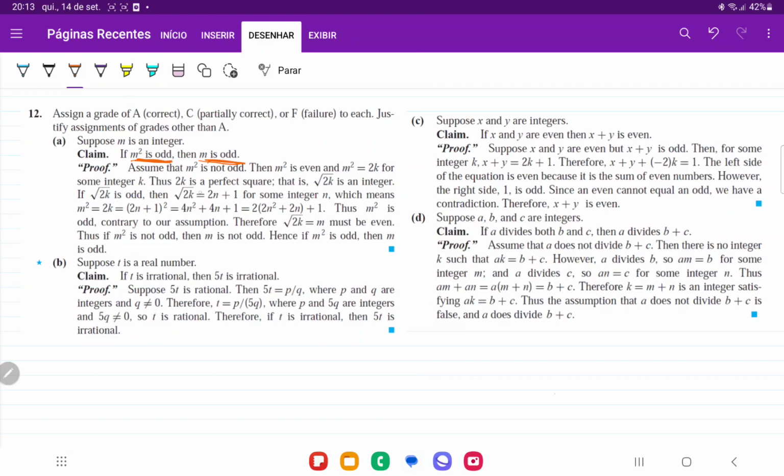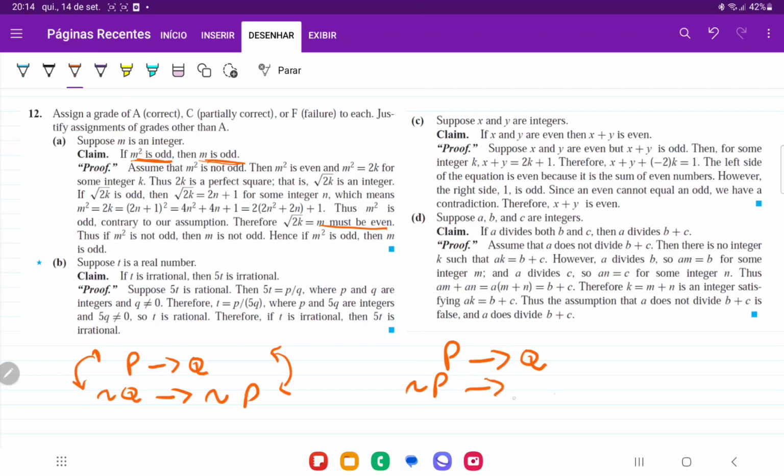Right? So now they're saying, okay, assume that m squared is not odd. Well, if we're trying to prove if P implies Q, the other way to prove it would be if not Q implies not P, right? These are logically equivalent. However, he's trying to say, okay, if P implies Q, and then saying, okay, assume not P, and then he wants to show that m must be even. So he wants to show that it leads to not Q. However, these are not equivalent.